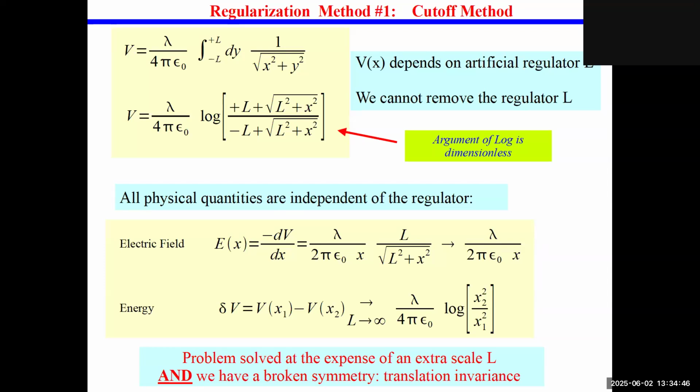The potential depends on this extra length scale, but the physical quantities are independent of that. That's a key element. And we remember that the potential by itself is not physical. It's only when you take a difference of the slope that you get something physical. Great, the problem solved. But when we did this, it turns out we've broken the translational symmetry.